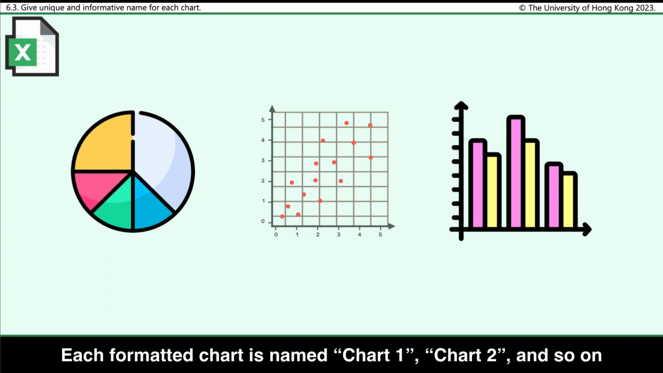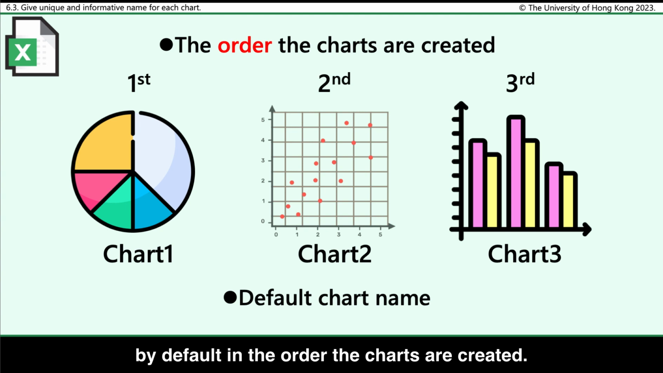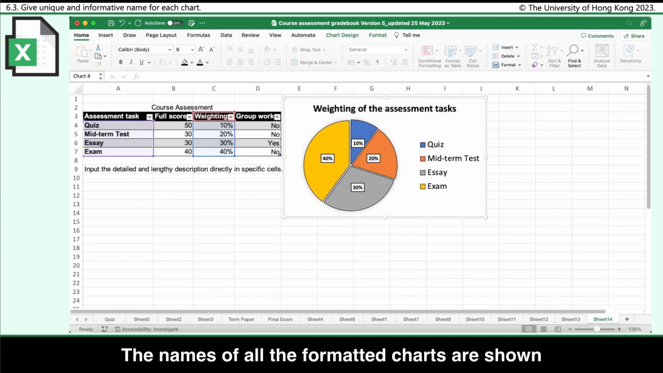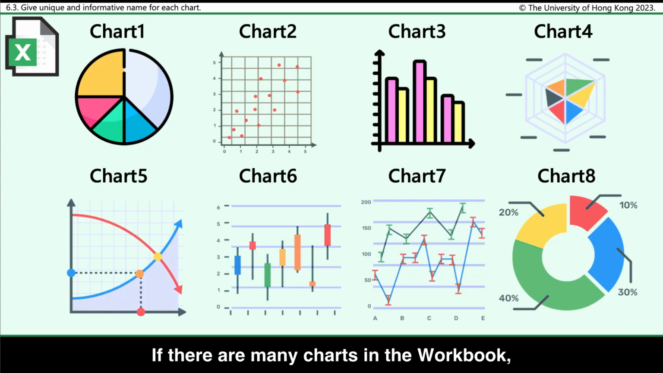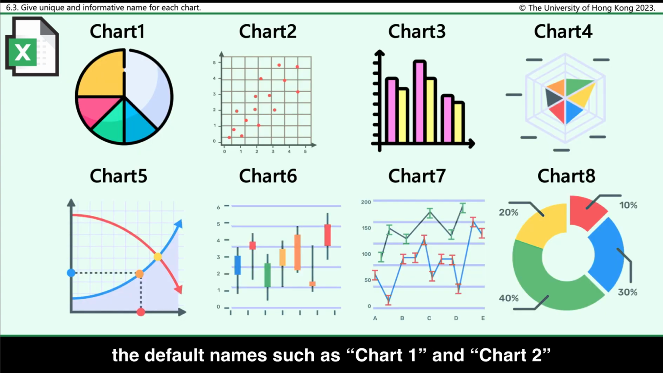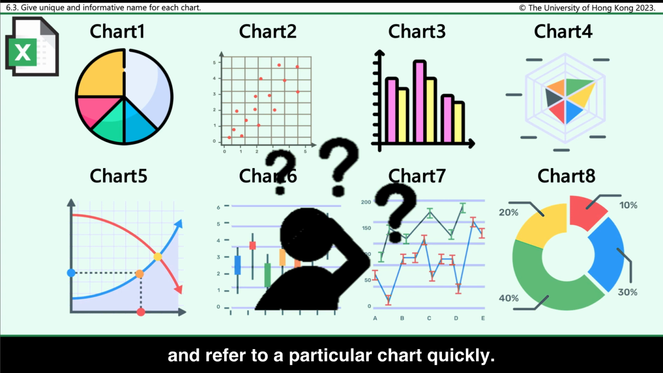Each formatted chart is named Chart 1, Chart 2, and so on by default in the order the charts are created. The names of all the formatted charts are shown in the name box near the formula bar. If there are many charts in the workbook, the default names such as Chart 1 and Chart 2 might not be informative enough to let users differentiate and refer to a particular chart quickly.